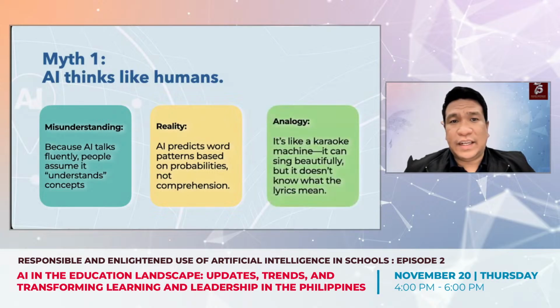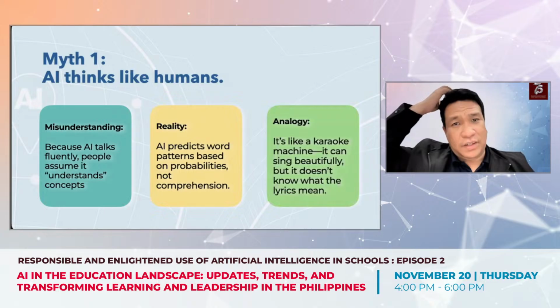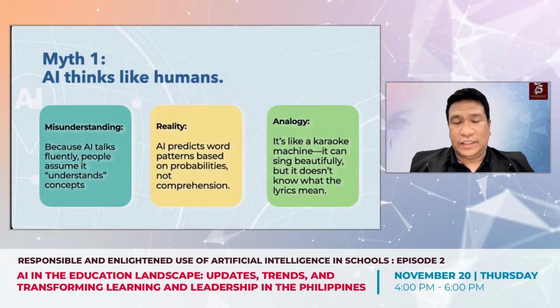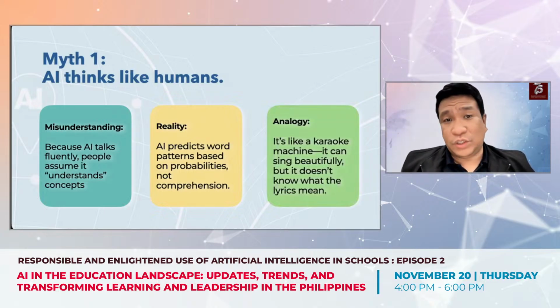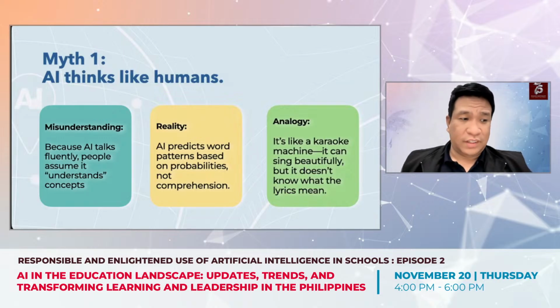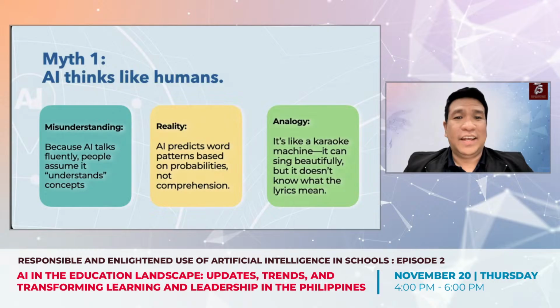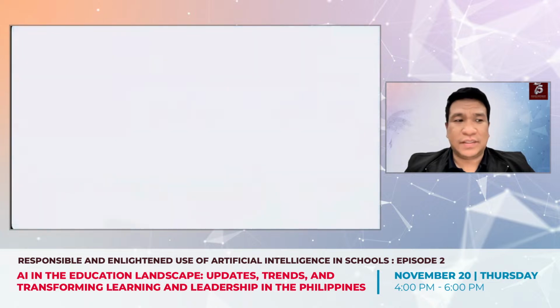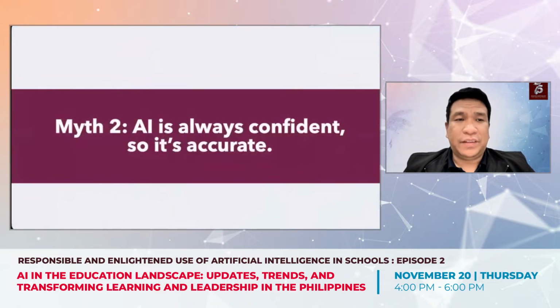So what is the analogy for this? Parang yung AI, parang karaoke machine. It can sing beautifully but it doesn't know what the lyrics mean. So magaling siyang kumanta, ang galing-galing niyang kumanta pero hindi naman niya naiintindihan yung kinakanta niya. That's myth number 1. AI thinks like humans. What is myth number 2? AI is always confident, so it's accurate.